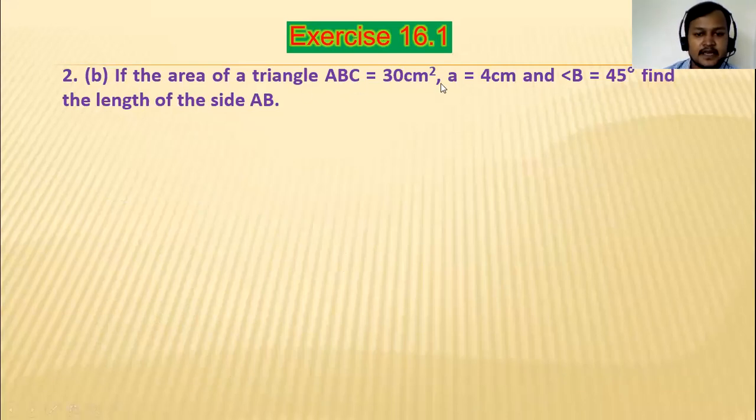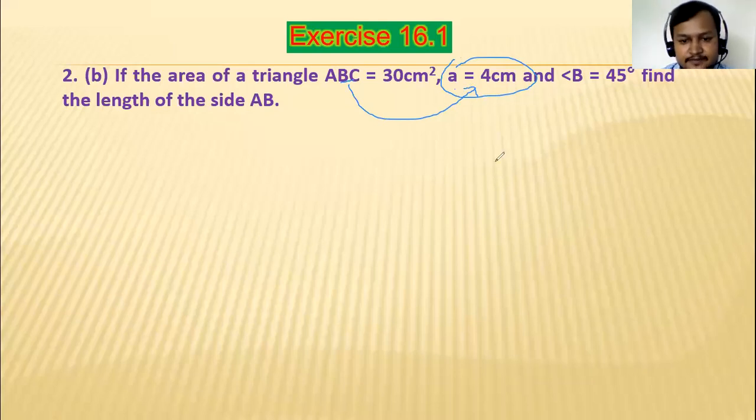So at first, area is given, side small a is given, that means it is BC. In triangle ABC, a is given means that is side BC. As we discussed the last day, how do we know this a? In triangle ABC, except A there is BC. So this is side BC. The side opposite to a given angle is denoted by the small letter of that angle. The side opposite to angle A is BC, so it is denoted by small a. And angle B is 45 degrees. We have to find out the length of side AB.